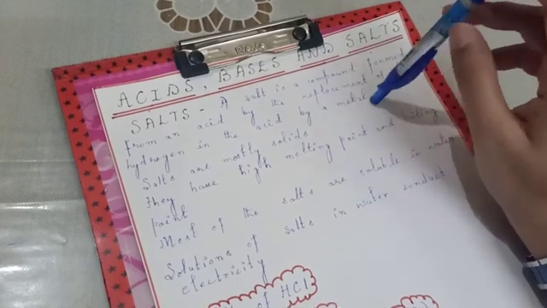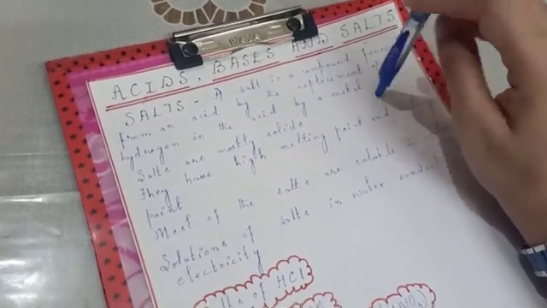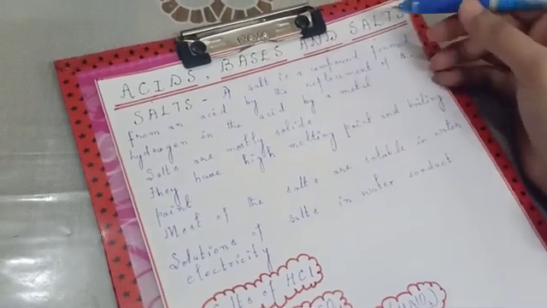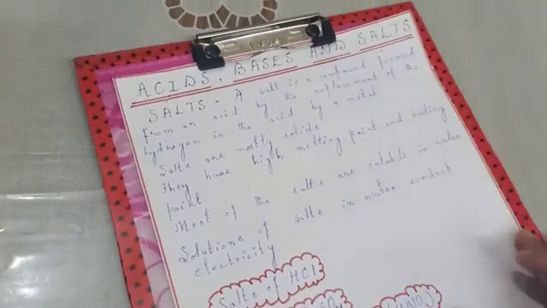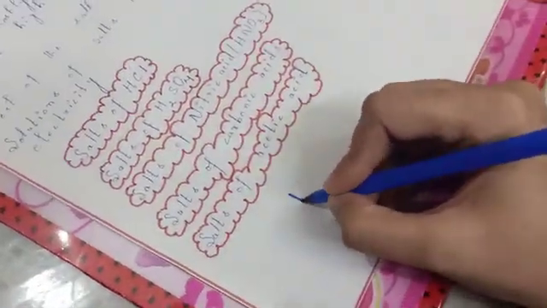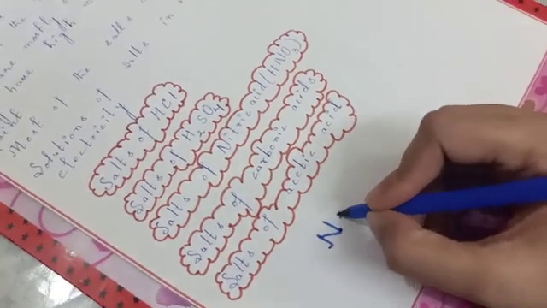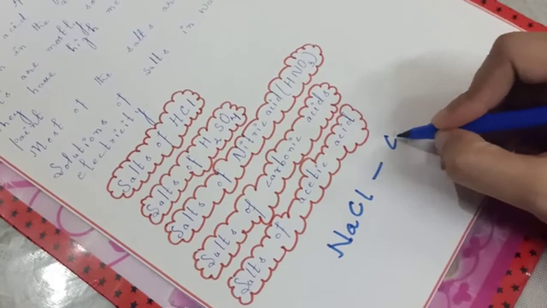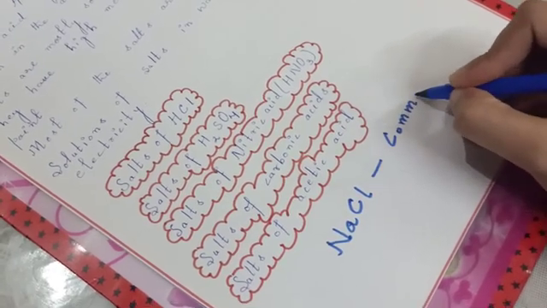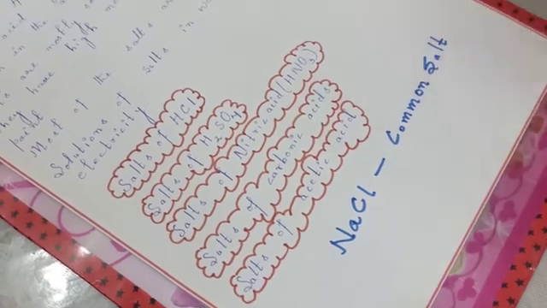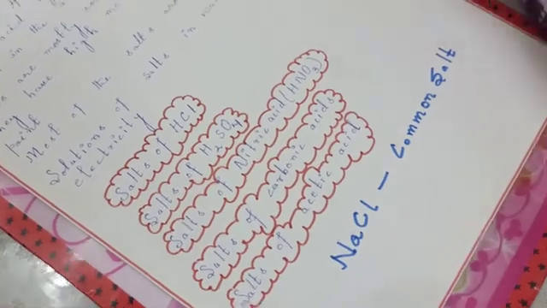Now there is one salt which is very much common and known to you, which is there in your kitchen, that is your common salt. And what is the formula of common salt? Formula of common salt is NaCl. This is your common salt. This salt is very much known to you.